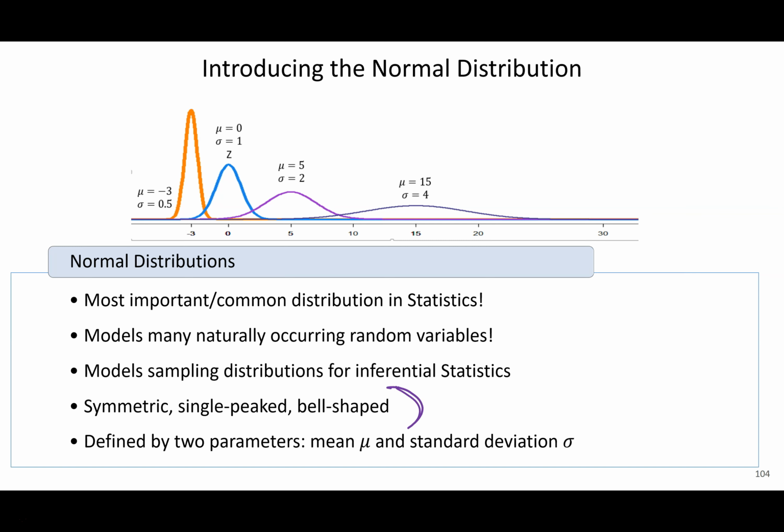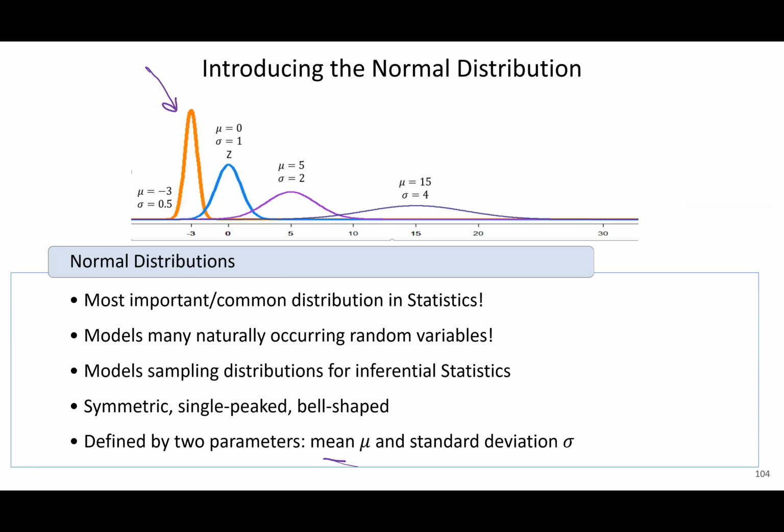It is going to be a distribution. It is perfectly symmetric. So if you fold it in the middle, it's going to be perfectly symmetric on both sides. It goes on forever in both directions. It has a single peak, or unimodal is one way we will call it, and it's bell-shaped. So it has this bell shape. And here are just a few examples.